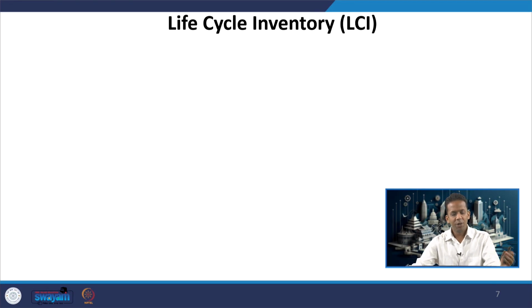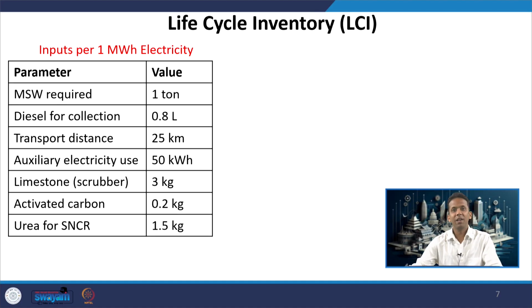So, once the goal and scope is decided, what is included, what is not, and life cycle inventory, these are the inputs per unit functional unit, right? 1 megawatt electricity. So, how much waste is required? Almost 1 ton. Diesel for collection, for 1 ton, is 0.8 liters. Transport distance is 25 kilometers. Auxiliary electricity use is there, 50 kilowatt hour for running different equipment in the incineration plant.